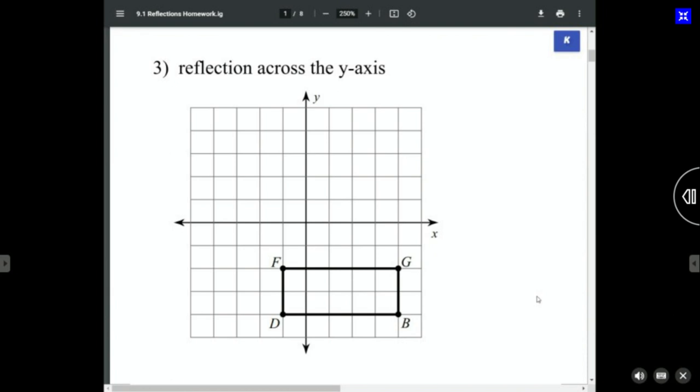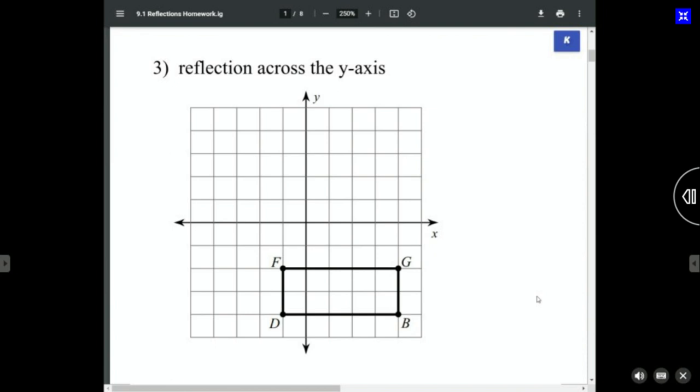Goes this way because this is the y-axis and you're flipping across the y. So you're flipping over this way. Okay? If it says X, then you're going to go up and down. But if it says Y, you're going to be going left and right. We're going across the Y, right? So the Y is going to stay the same. And the X is going to change.